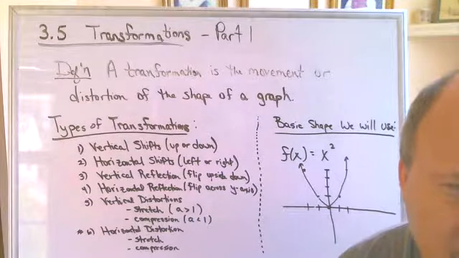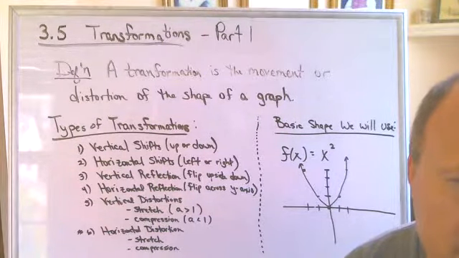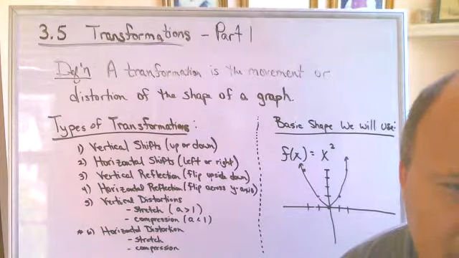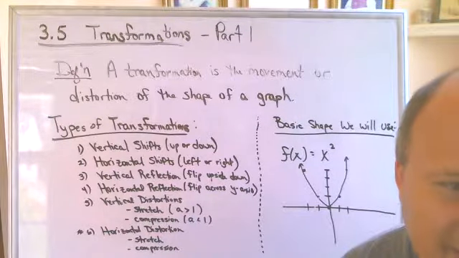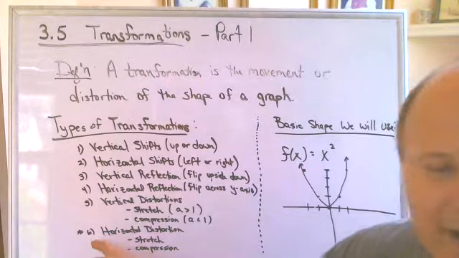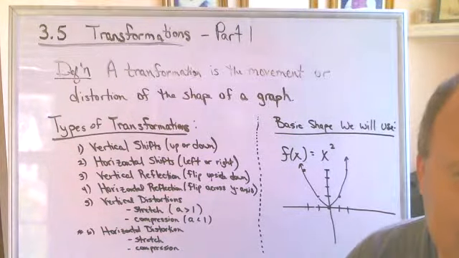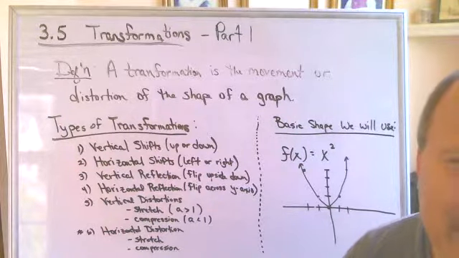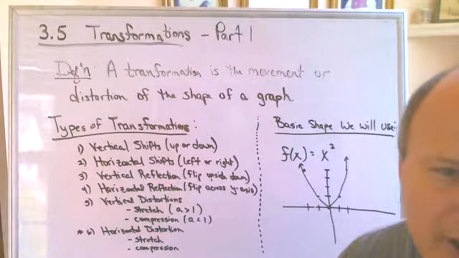A horizontal distortion is stretches and compressions as well. So we're not going to be talking about those so much. That's why I have a little asterisk beside number 6. So this one right here we're not going to talk about, but that is another type of distortion. But that's a horizontal one. Now, the basic shape we're going to be using is just a regular parabola. I could be using anything else with this one.